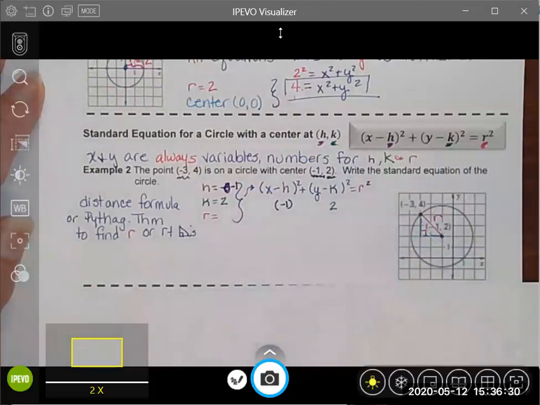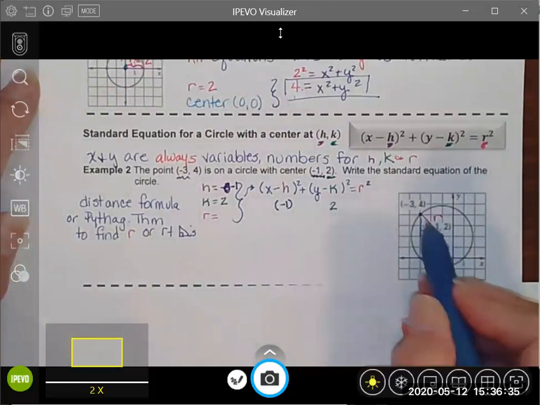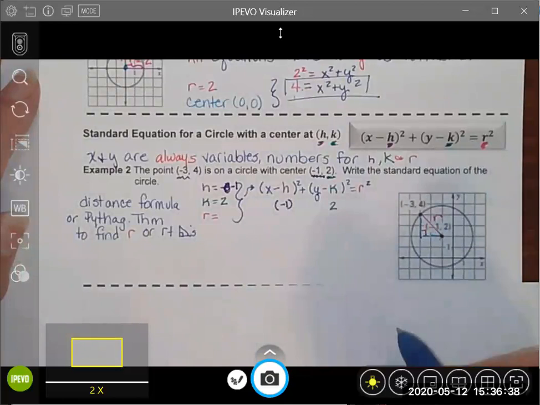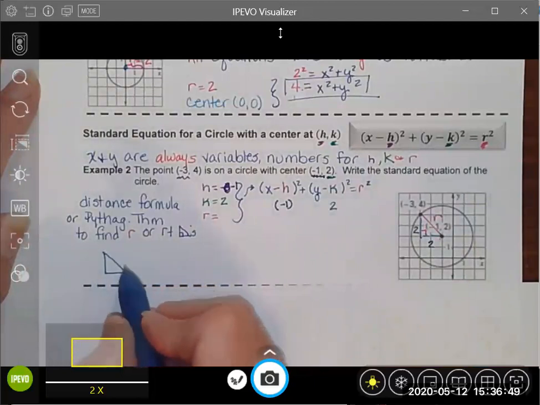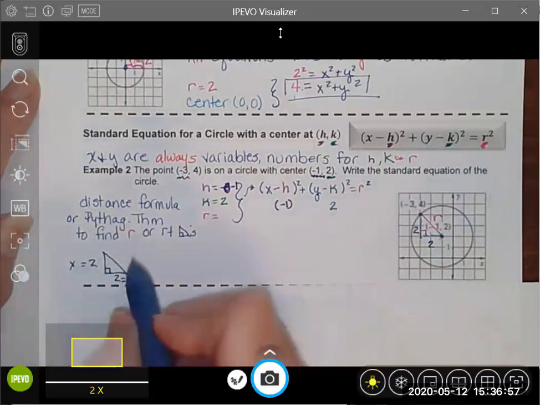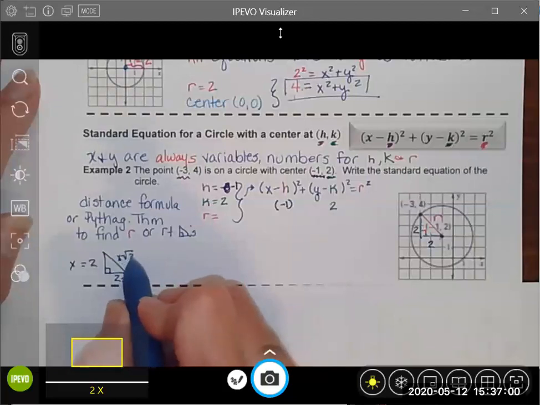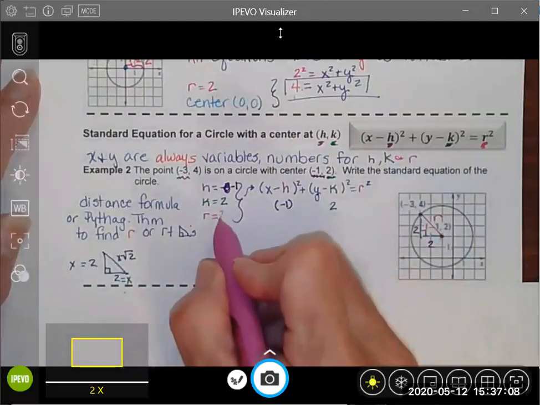Or I could also use a little trick here. Because these points are very squarely at the crosshairs of the coordinate grid, I could say that this side of this triangle is 2, this side of this triangle is 2, and that means I have an isosceles right triangle. And we know that in an isosceles right triangle, the two equal sides have a relationship to the hypotenuse that is x square root 2. So I think it would be safe for me to say that the radius of this circle is 2 square root 2.